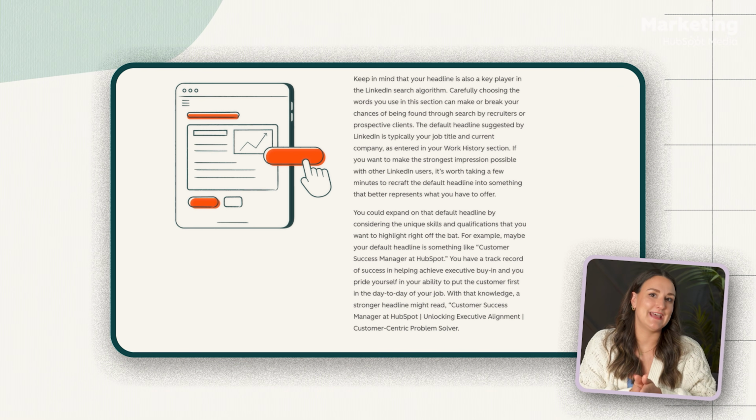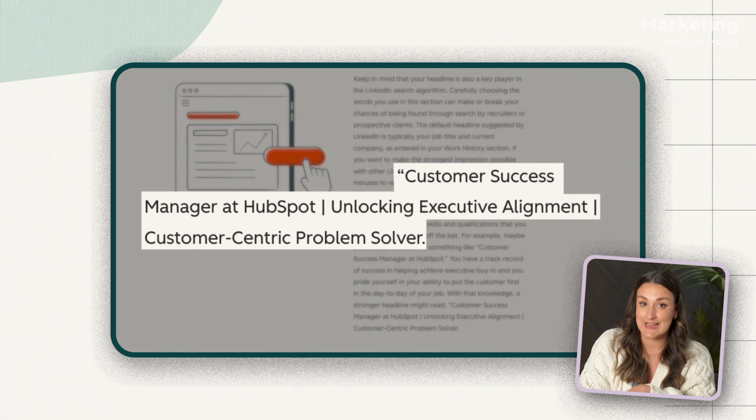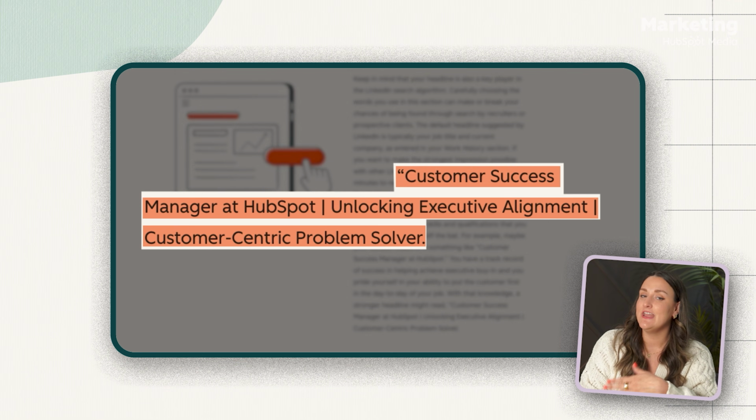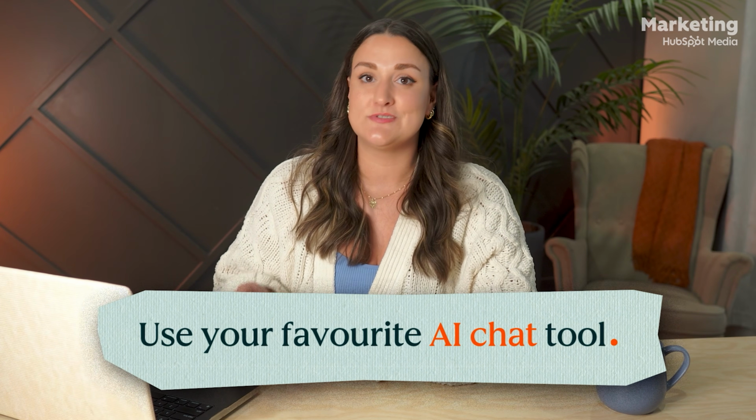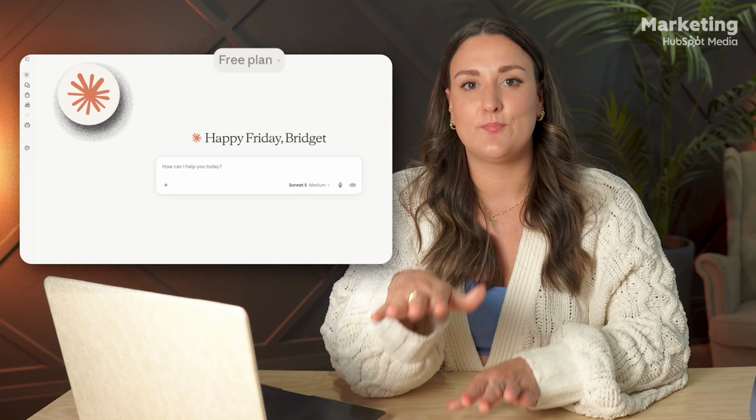So here's how to write your headline for the new algorithm. First, take a look at the playbook's headline section. It walks you through exactly what a strong headline looks like and gives you a real example to model. Then use your favorite AI chat tool. I used the free version of Claude here. We'll be using the same chat for all of the prompts in this video, but before we run any of them, we need to give AI context.